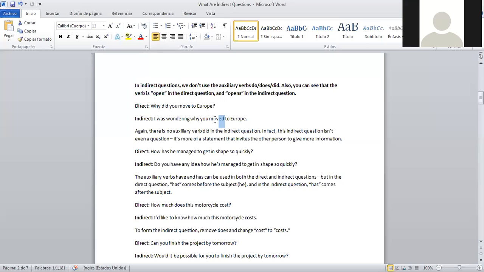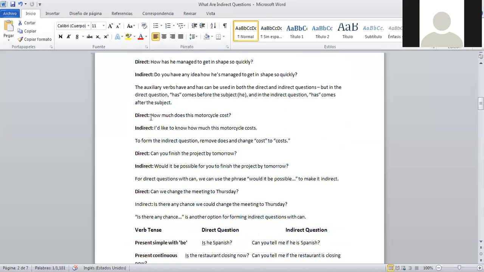Is that clear? Teacher, yes, le entendemos más en español, teacher. Le entendemos más en español que en inglés. I know. Okay, let's see more examples. Sí, le agarramos la idea rápido.